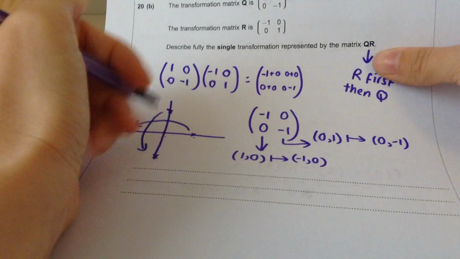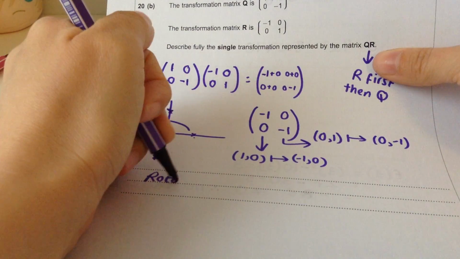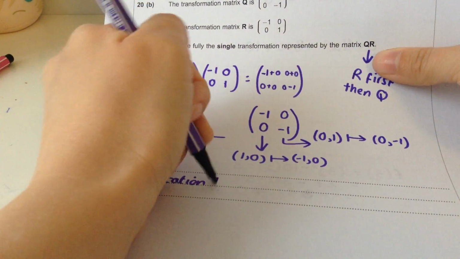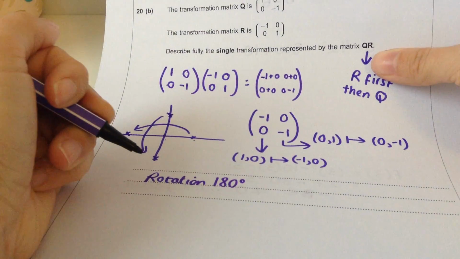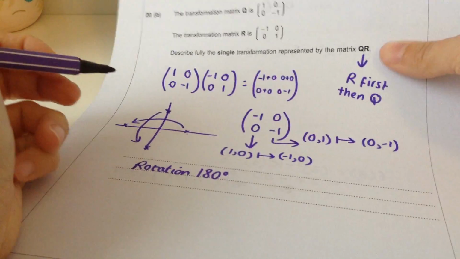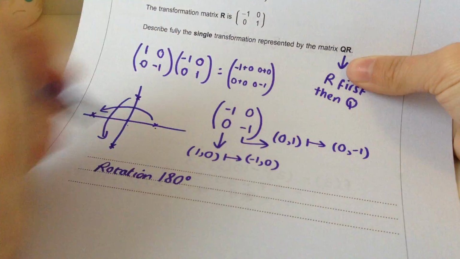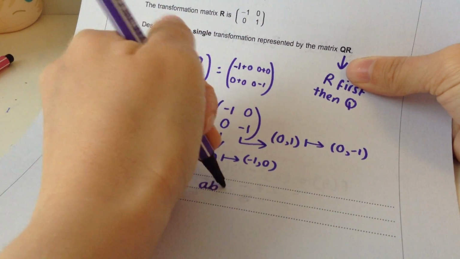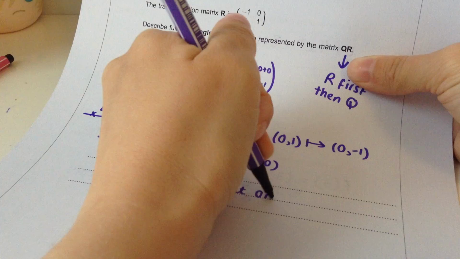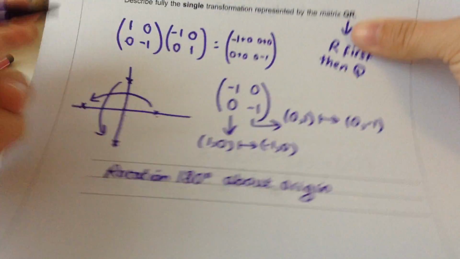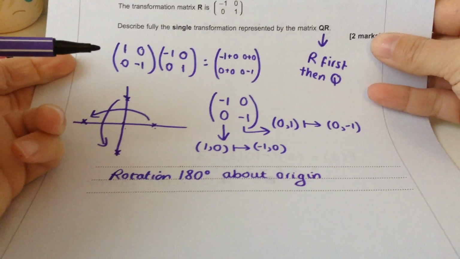So, rotation 180 degrees. I don't need to say clockwise or anti-clockwise because it makes no difference because it's 180. But I do need to say about the origin, even though matrices can only rotate things about the origin, I still have to say.